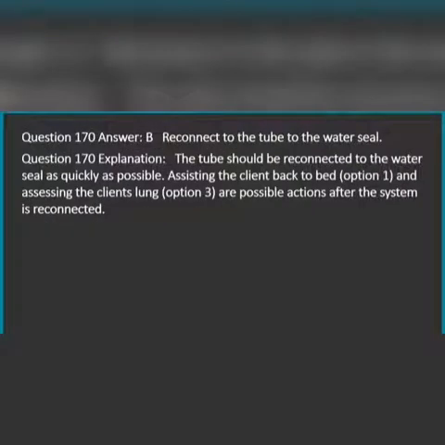Question 170. Answer: B. Reconnect the tube to the water seal. Question 170. Explanation: The tube should be reconnected to the water seal as quickly as possible.